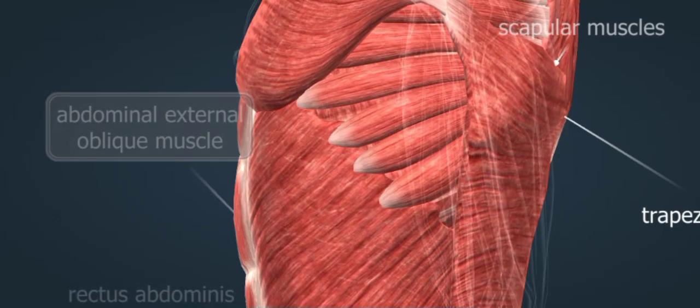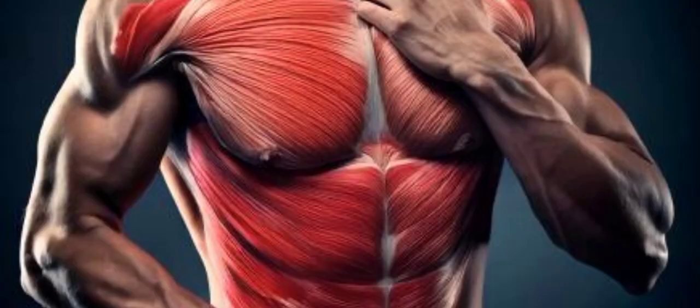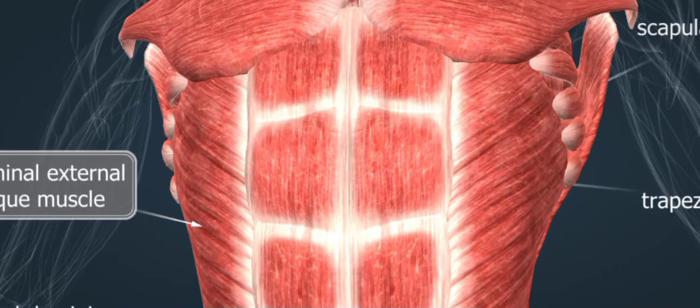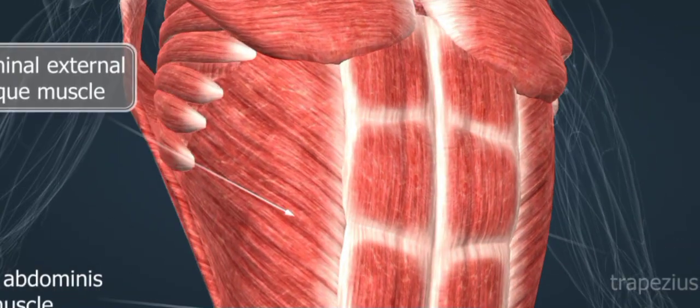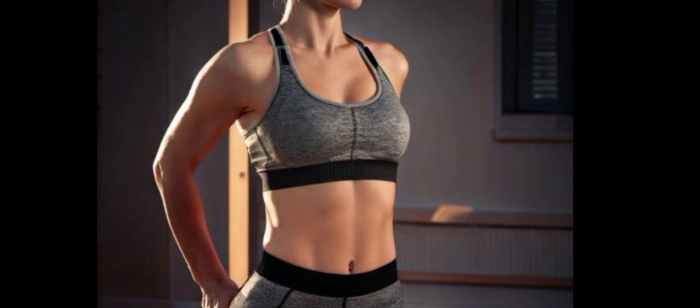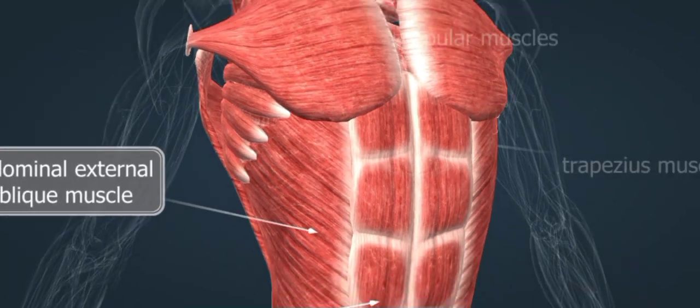Number 4 is, compression of the abdomen. The external obliques help compress the abdominal contents, playing a role in stabilizing the core and assisting in actions like forced exhalation, coughing, and heavy lifting. Number 5 is, posture and core stability. These muscles help maintain posture and provide stability to the core, which is essential for balance and proper movement during physical activities.